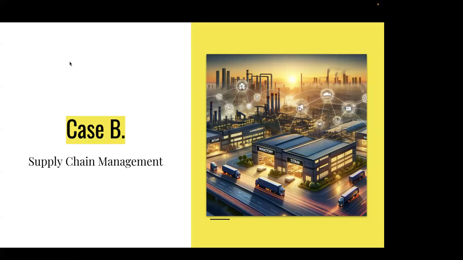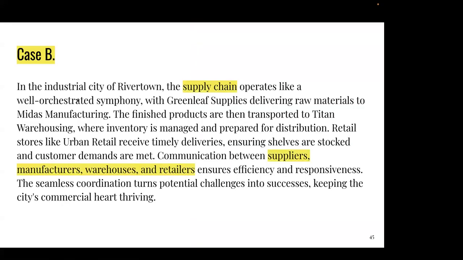You can switch the slide so everybody can read it. Yeah. So we have a city, right, and the supply chain that operates very well all together. Now the point is that we have different entities in the supply chain. For example, suppliers, manufacturers, warehouses, retailers, and so on. Or basically these four in our example.